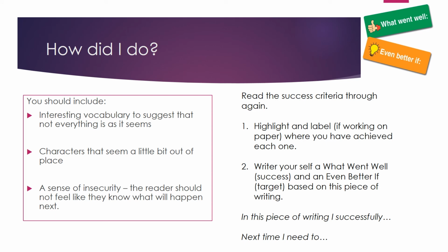Once you've finished your 2 or 3 paragraphs, let's have a think back then. Read through this success criteria one more time, and then highlight and label. If you're working on paper, it's probably going to be easier to label than if you're working on a Word document, but that's okay. Highlight and label where you have achieved each one. So if you've chosen a particularly interesting piece of vocabulary, underline it for me, let me know where it is. And then write yourself a what went well and an even better if based on this piece of writing, so a success and a target. I've given you 2 sentence starters at the bottom that you can continue to use.